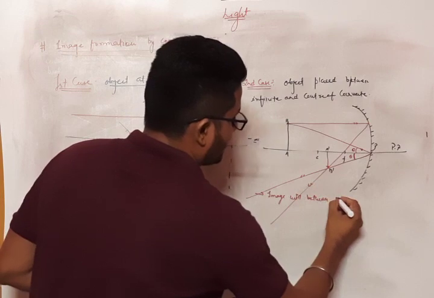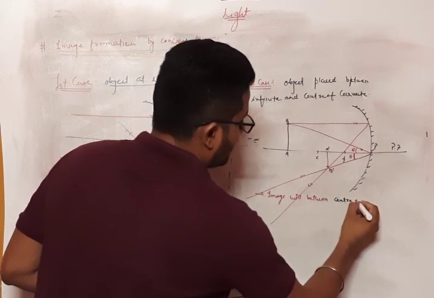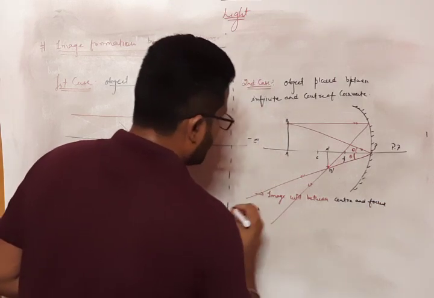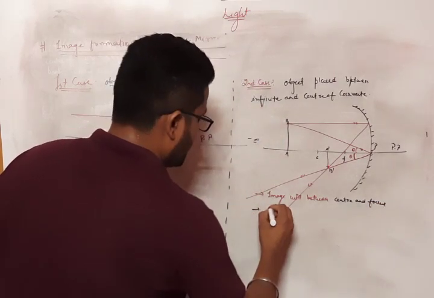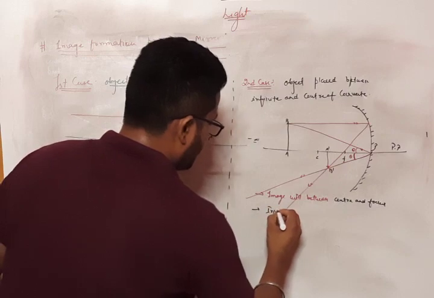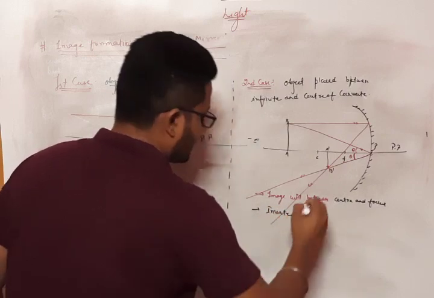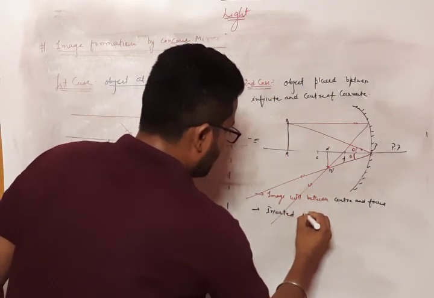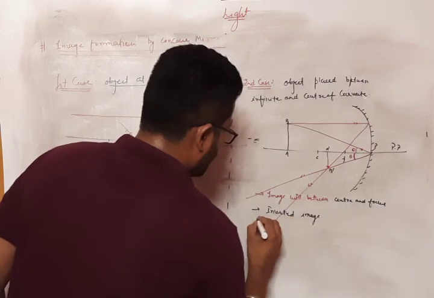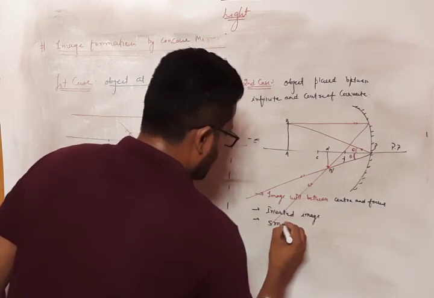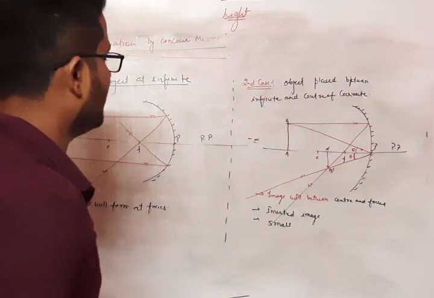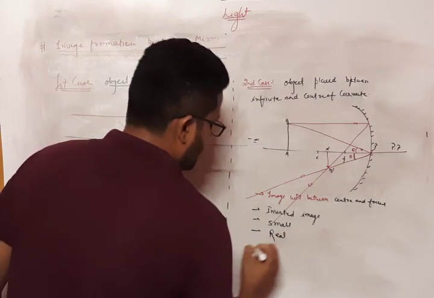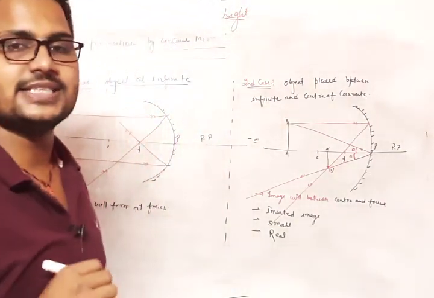between center and focus. Okay beta, and the image will be an inverted image, inverted. Okay, next is small. Okay beta, and next is real image. Okay beta, what is a real image?